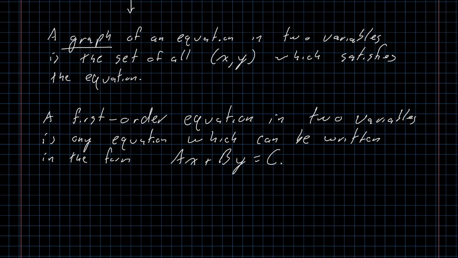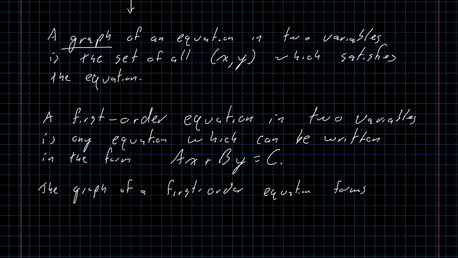A first order equation in two variables is any equation which can be written in the form ax + by = c, and the graph of a first order equation forms a straight line in the rectangular coordinate plane.